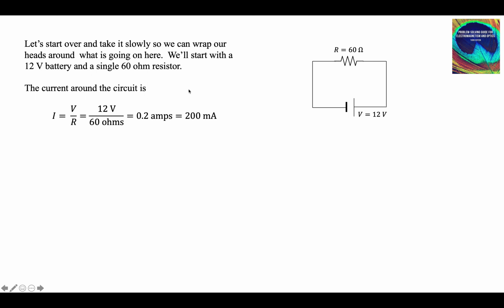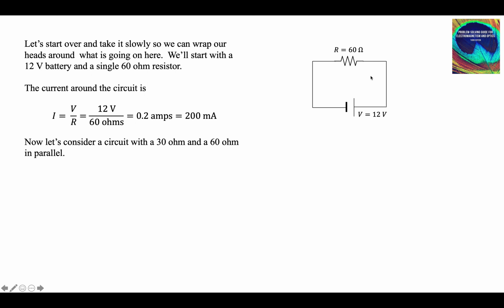So now let's start over. We're going to go through everything again slowly, and this time with numbers. We're going to use a 12-volt battery and a single 60 ohm resistor, like that. 60 ohms, 12-volt battery. We can get the current. V is equal to IR, and that's 200 milliamps, a fifth of an amp. 12 divided by 60 is a fifth. 200 milliamps going around that circuit.